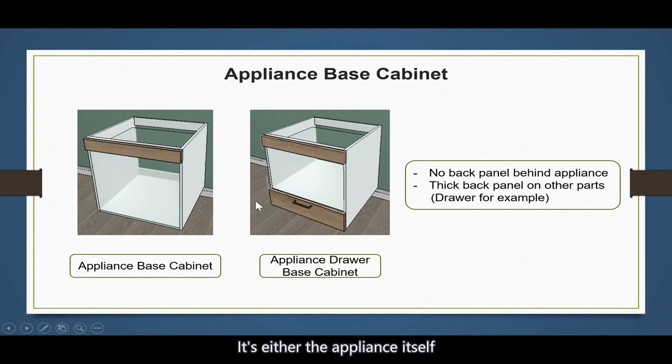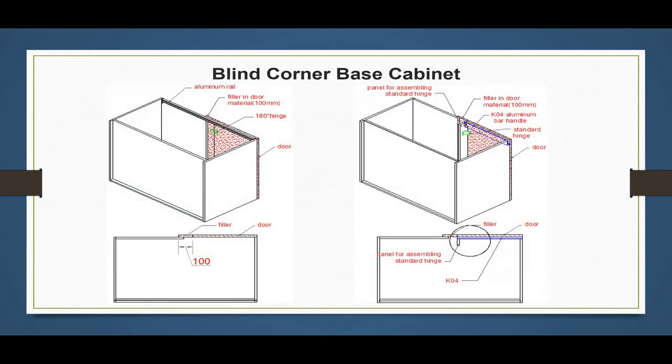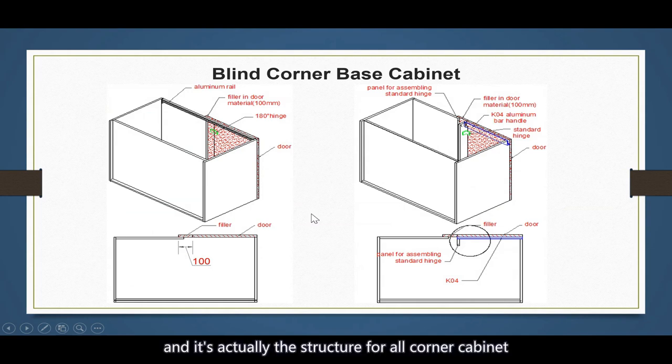It's either the appliance itself, or it's combined, combining the appliances with a small drawer. Okay, the last part is the counter base cabinet. It's actually the same structure for all base counter cabinets.